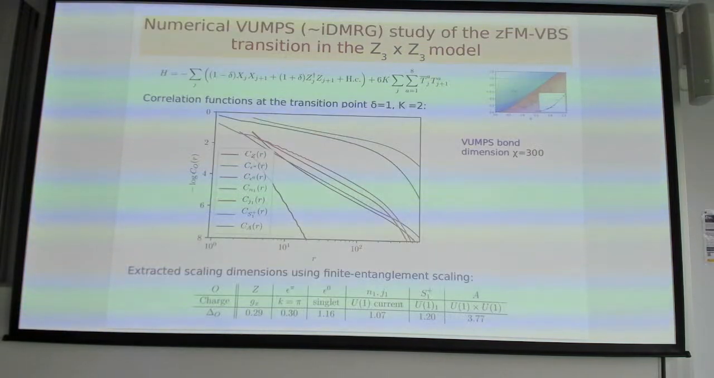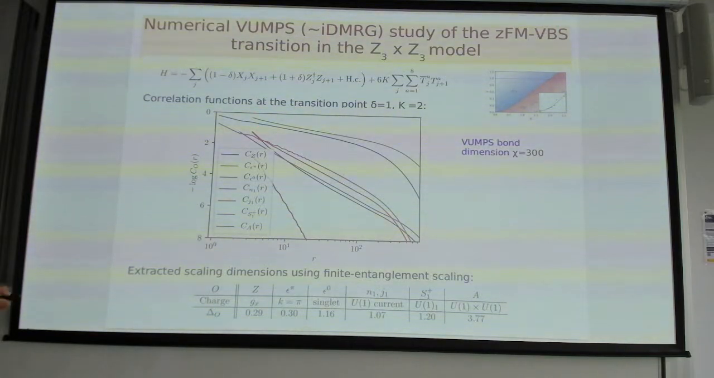And the transition is apparently continuous. As far as we can push our DMRG, it looks continuous. So here we have evidence for a continuous transition. The correlations are power law, and the dominant correlations at the transition are the ferromagnetic order parameter or the VBS order parameter, and they appear to have the same power law.